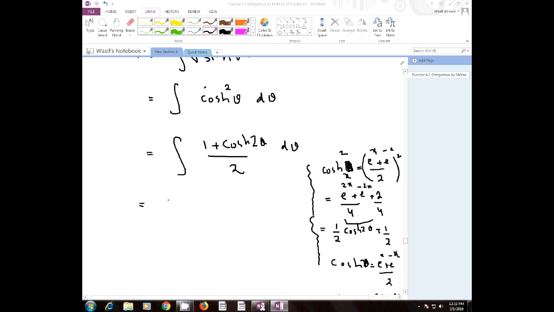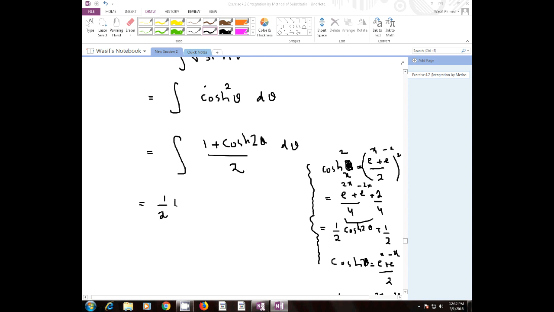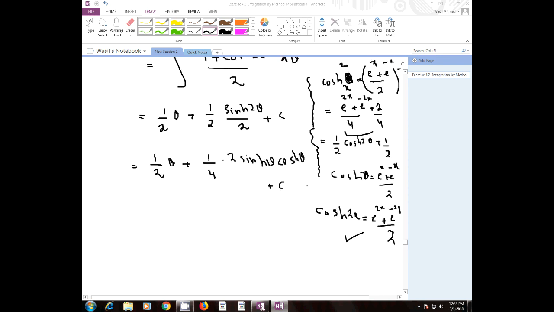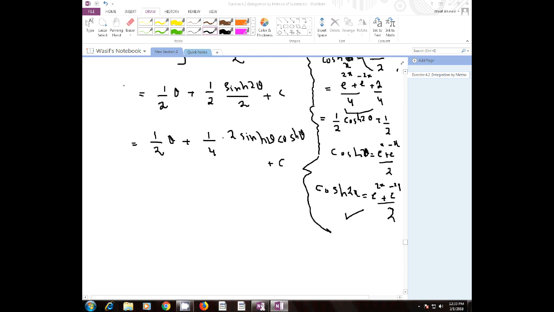Now you apply the integrals, you get 1 divided by 2 theta, plus similarly 1 divided by 2 cos hyperbolic 2 theta has its integral sine hyperbolic 2 theta divided by 2, plus a constant of integration, again 1 divided by 2 theta plus 1 divided by 4. Instead of sine hyperbolic 2 theta, you should write 2 sine hyperbolic theta cos hyperbolic theta, and you can also derive this equation, the double angle identity. 2 gets cancelled with this 4, and you have 1 divided by 2 sine hyperbolic theta cos hyperbolic theta.